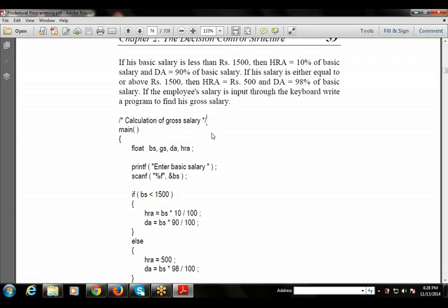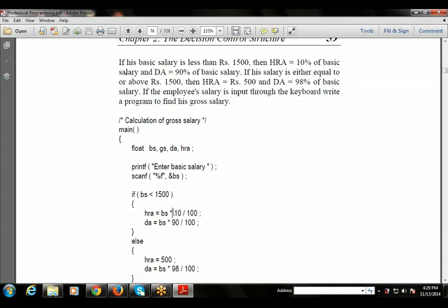Then it uses printf to ask the user to enter the basic salary. The basic salary entered by the user is stored with scanf, ampersand BS. So it uses printf for displaying and scanf for storing the data in memory. Then it uses the if condition. What is the condition? If the basic salary is less than, not less than or equal to, only less than 1500, that is up to 1499, then HRA equals BS into 10 divided by 100, because the HRA is 10% of the basic salary.